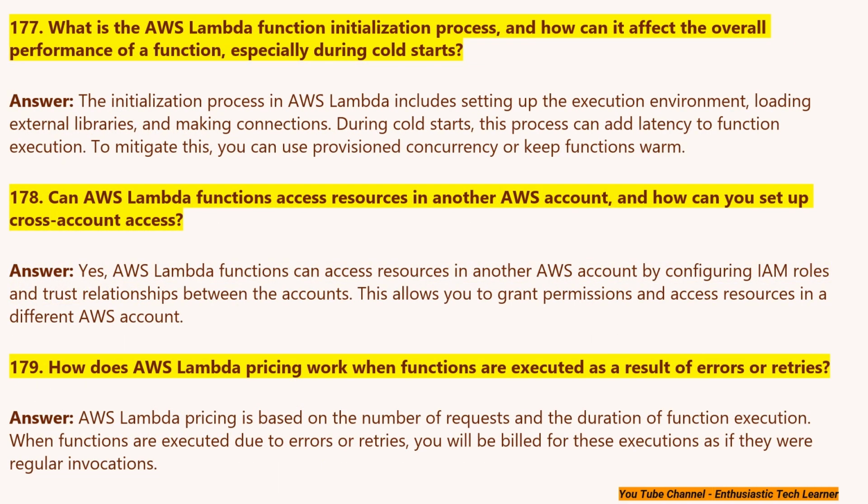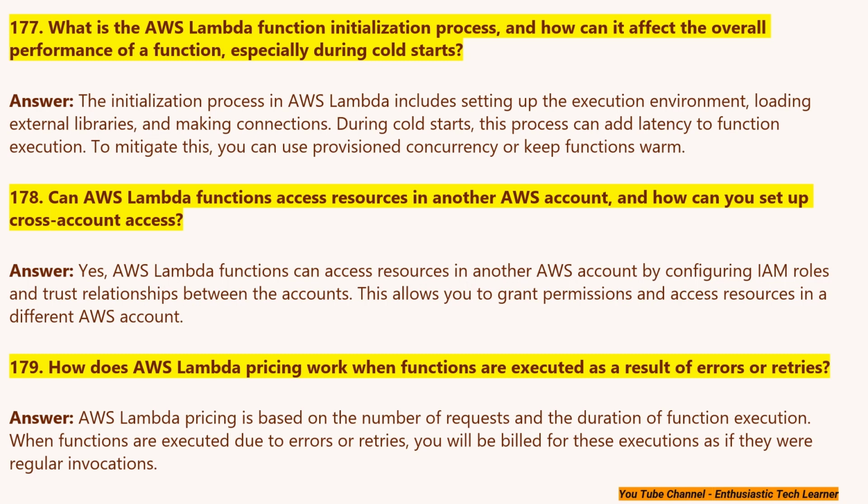What is the AWS Lambda function initialization process, and how can it affect the overall performance of a function, especially during cold starts? The initialization process in AWS Lambda includes setting up the execution environment, loading external libraries, and making connections. During cold starts, this process can add latency to function execution. To mitigate this, you can use provisioned concurrency or keep functions warm.